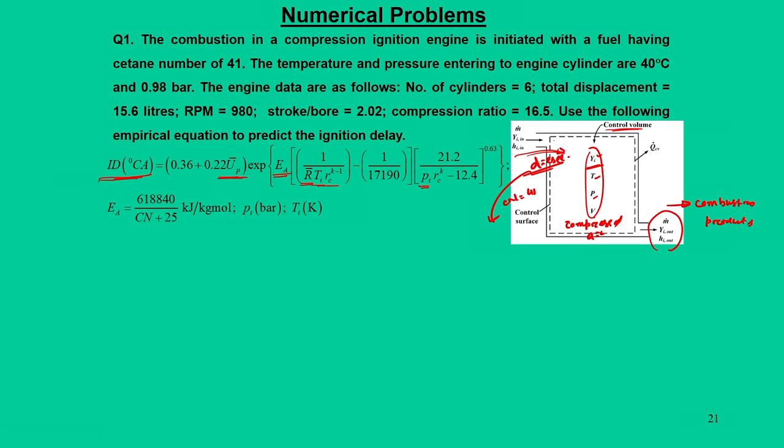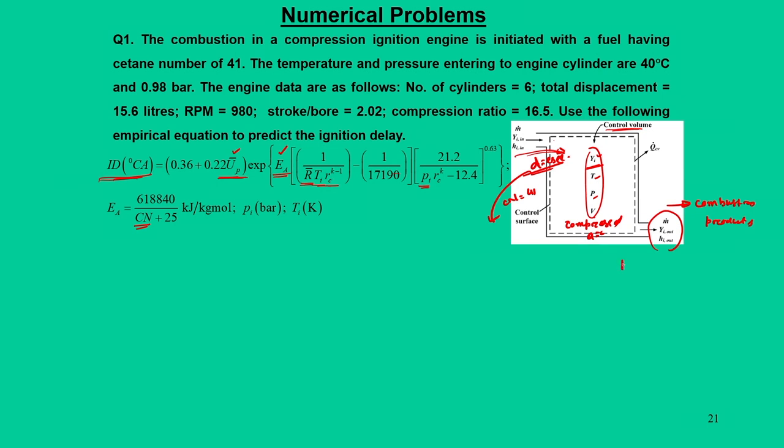Of course, the problem is simple and all the data are given, but we need to meticulously find out the different parameters which appear in these equations. In these equations, the parameter required is Up bar, the average piston speed, which needs to be calculated. Ea needs to be calculated from this equation with the value of the Cetane number. All other data are given.